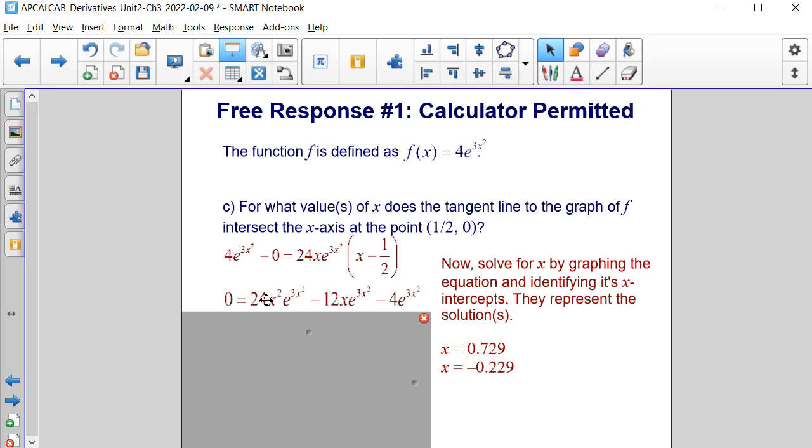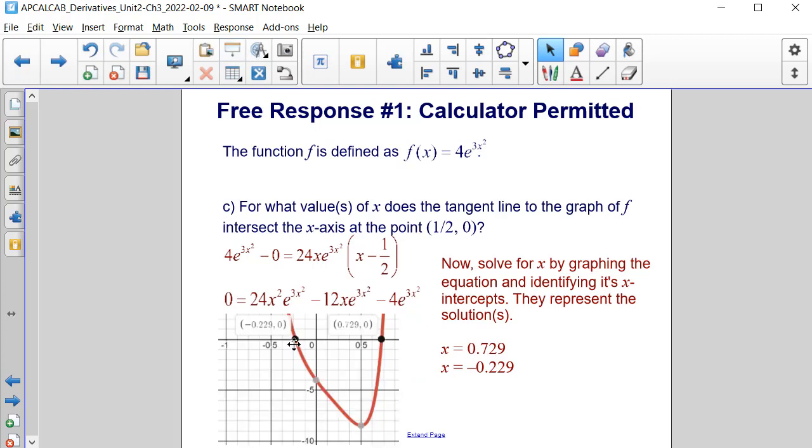Once we have this, we can solve this equation by finding the x-intercepts of this new function that we have. So when we graph it and look for our x-intercepts, they represent the solutions to this problem. And those x values are 729 thousandths and negative 229 thousandths.